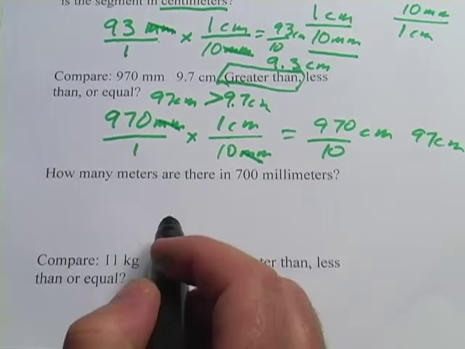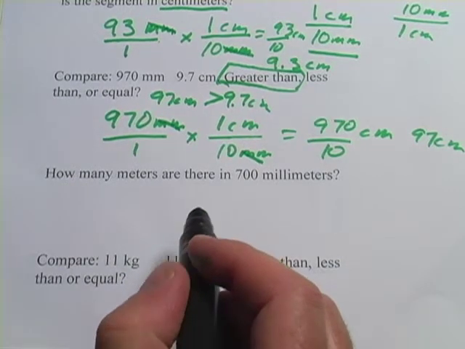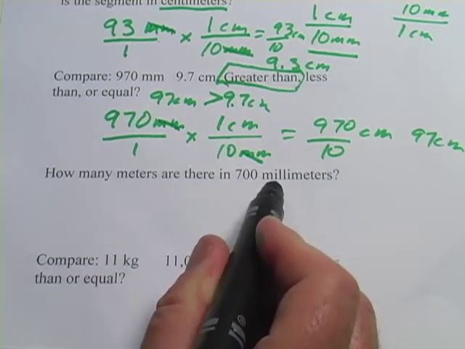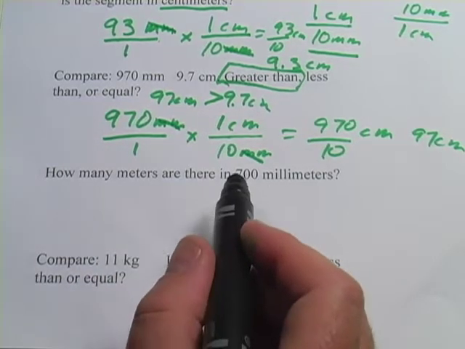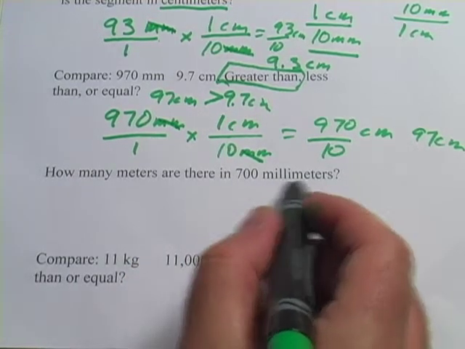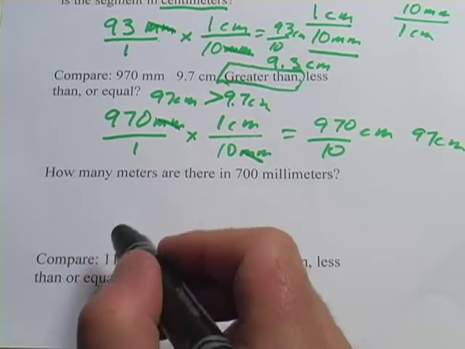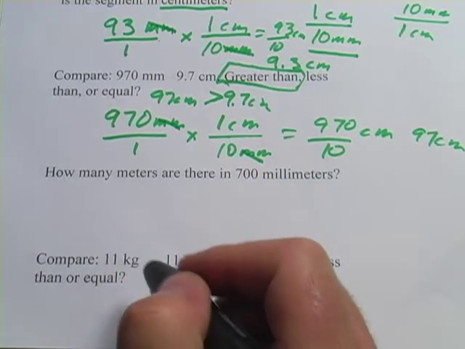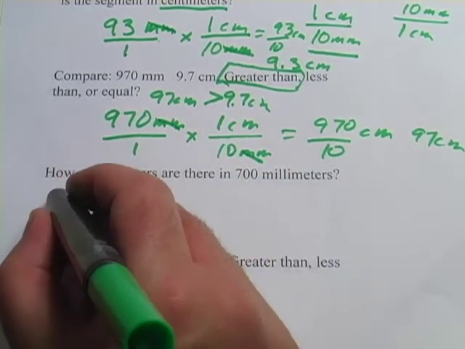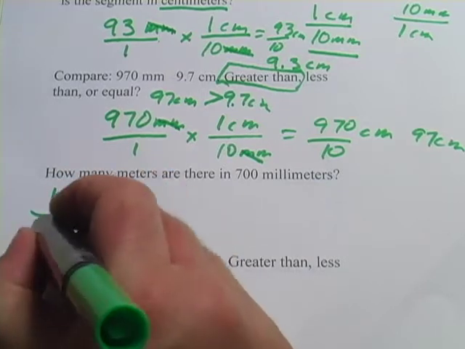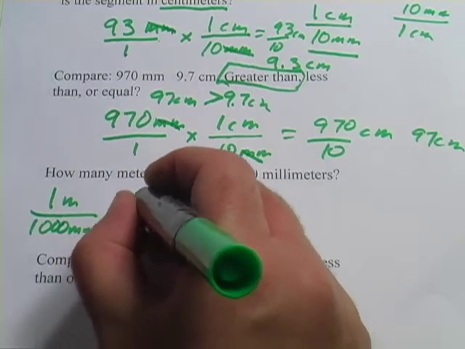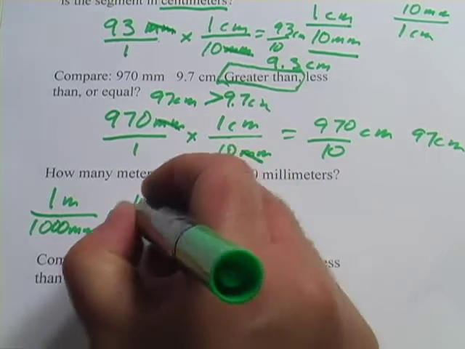Couple more. This one says, how many meters are there in 700 millimeters? Now we're converting between meters and millimeters, so they're not just right next door to each other. This is a few units away. You need to know that there are 1,000 millimeters in 1 meter, because a millimeter is 1,000th of a meter. So let's just write the possible conversion factors down first. So 1 meter per 1,000 millimeters, or 1,000 millimeters per meter.